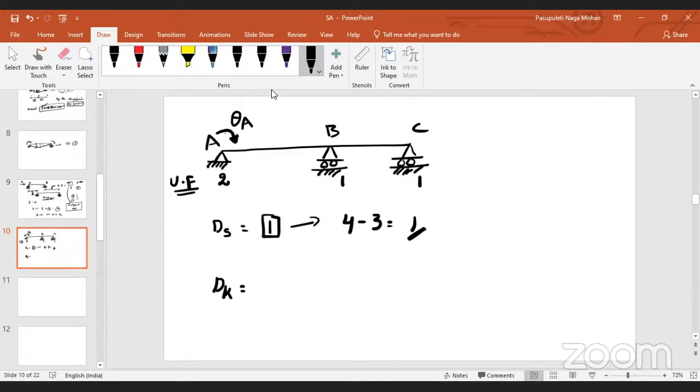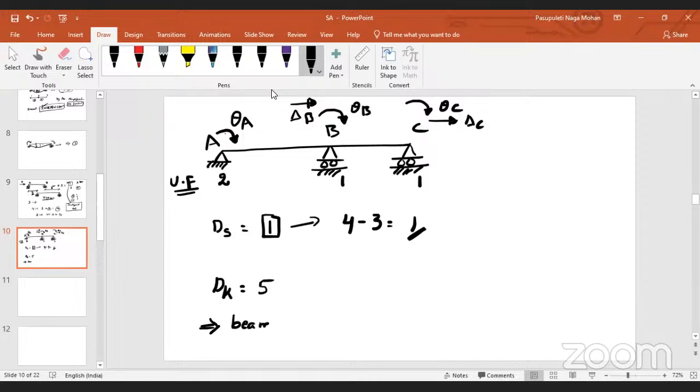And at B, how many are possible? Two. What are they? Rotation, theta B, and also horizontal displacement at B. And at C, two: rotation at C and horizontal displacement at C. Now total, what is the kinematic indeterminacy? Five: 1, 2, 3, 4, 5.